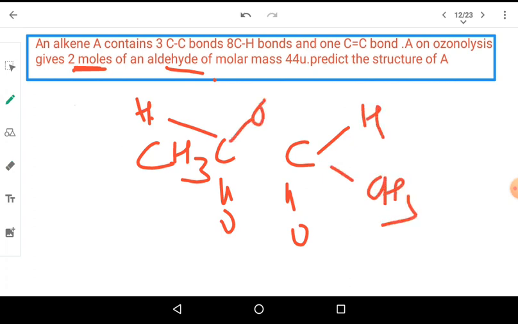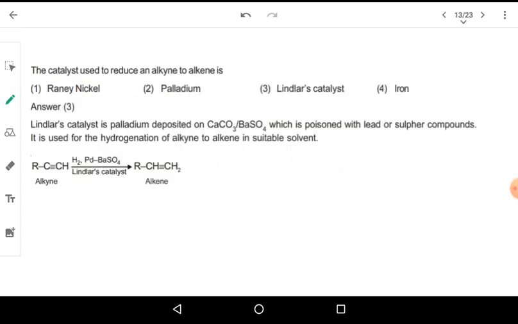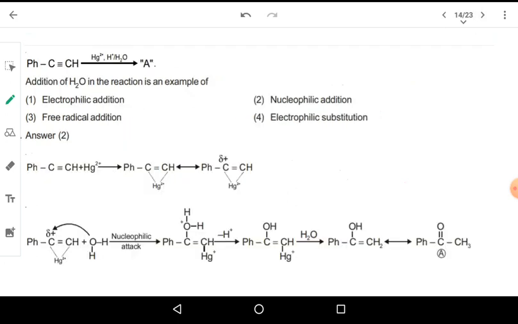Let us create the ozonide, cleave everything, and we will rub off the unwanted people, and let us create a double bond in between them. So now we are getting this particular alkene. So here we can see there are 3 carbon-carbon bonds, and we have 8 carbon-hydrogen bonds and 1 carbon-carbon double bond. The catalyst which is used to reduce an alkyne to alkene is, the answer should be Lindlar's catalyst, right? Now let us move on to the next question.